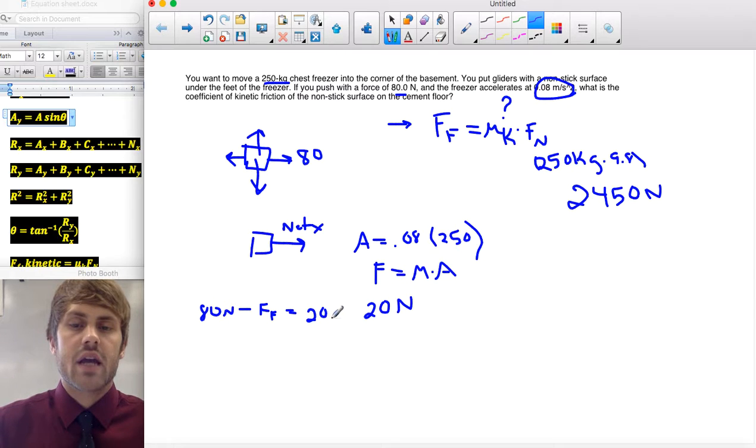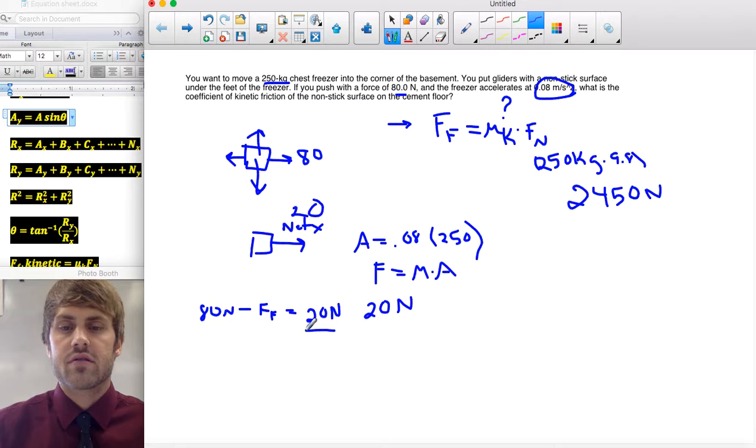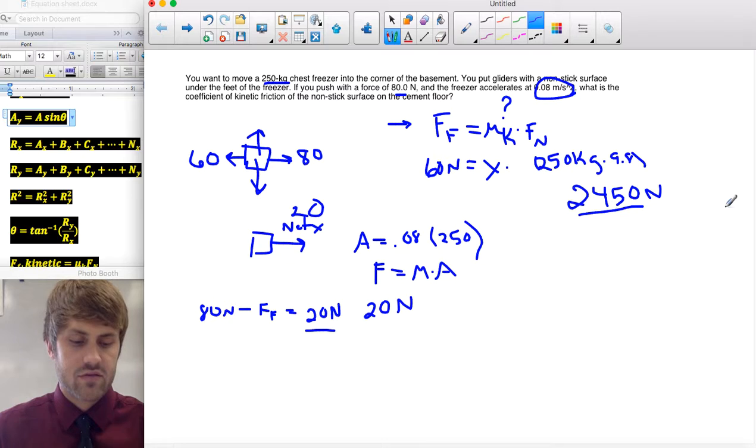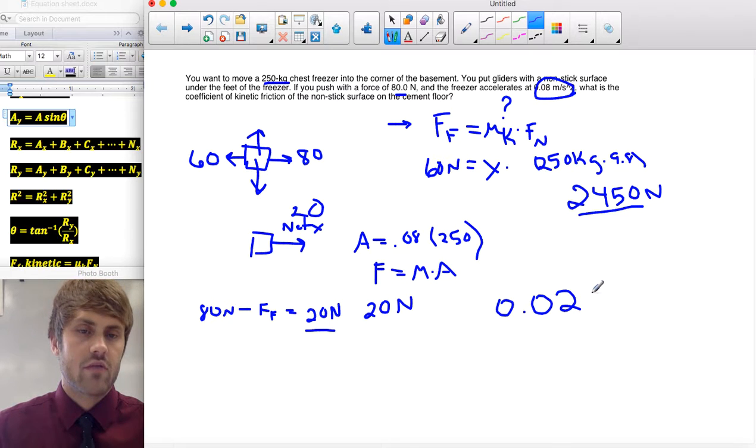So 80 newtons minus my force of friction is going to give me a net force of 20 newtons. And with a little simple math, I can find out that my force of friction is 60 newtons. So I can plug in 60 newtons right here. 60 newtons is going to be equal to my coefficient of friction times the 2,450 newtons we found earlier. So I'm going to take 60 divided by 2,450. And I'm going to find out that I have a coefficient of friction of 0.02, and we'll round that to 5.